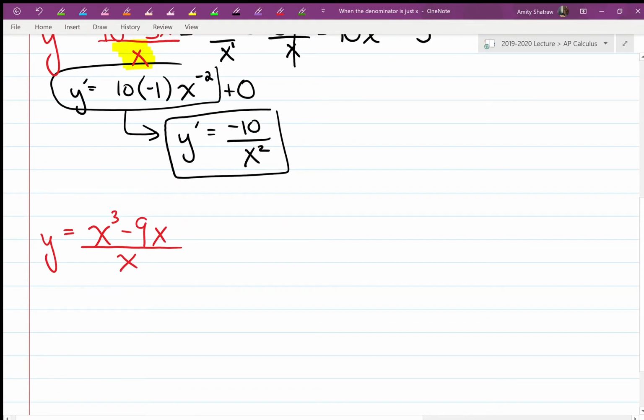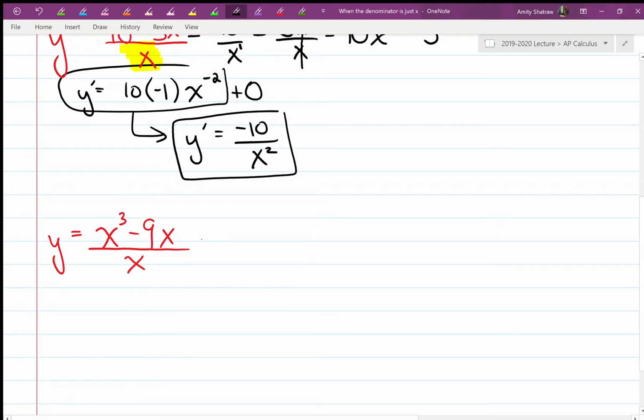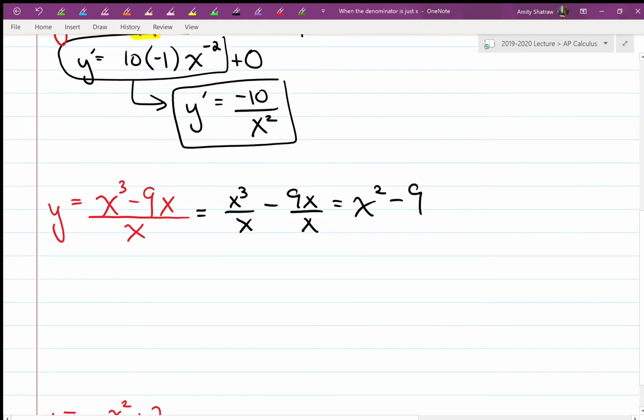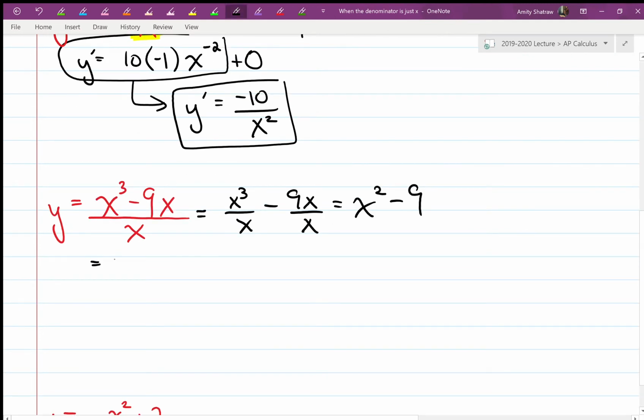Now, what about this next one? I just taught you that if you have just x in the denominator, you do have an option. You could say this is the same thing as x cubed over x, and this is the same thing as negative 9x over x. Each piece simplifies, and that's pretty easy to take the derivative of. But you had another option too. You could say that this is x times x squared minus 9, all of that over x, and so these things disappear. Either way, it's cool for me.